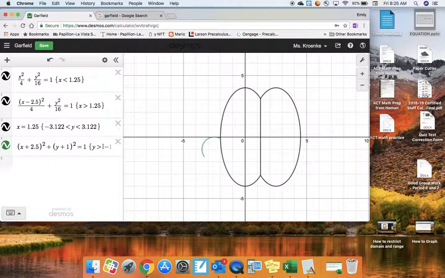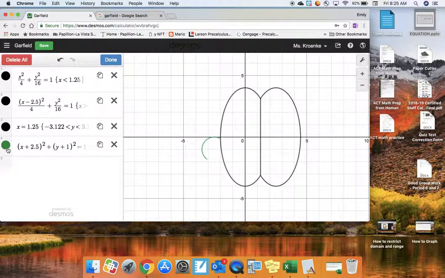If I'm not happy with it, I can always change it. Like if I feel like I'd like it to curl down a little bit more, then maybe make that a little bit longer. So I am allowed to restrict both the x's and the y's. And then remember, you can go to your settings gear and you can change the color if you want.